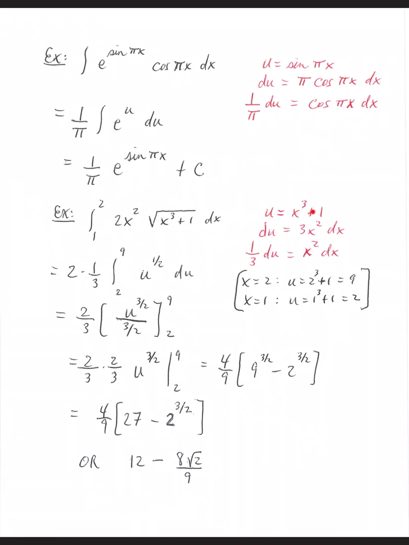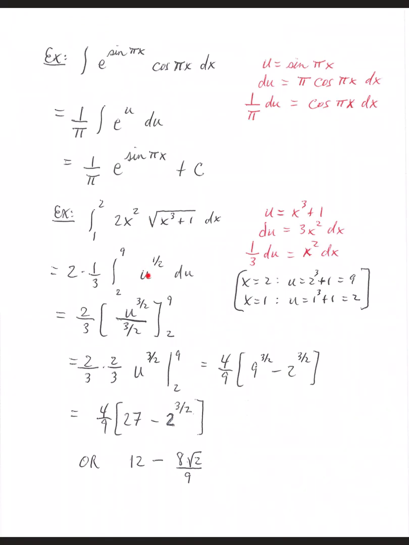In the substitution, when x is 2, u will be 2 cubed plus 1, which is 9. That becomes the new upper limit. The lower limit of 1, u equals 1 cubed plus 1, that's 2. That gives you the new lower limit. The good news with definite integrals is you don't have to change back out to the original variable.